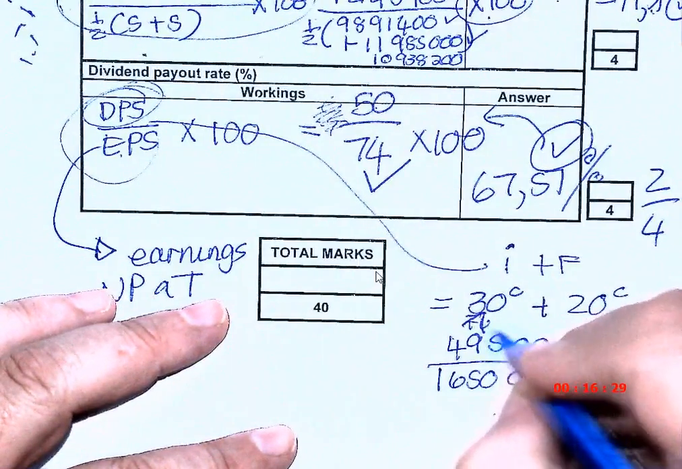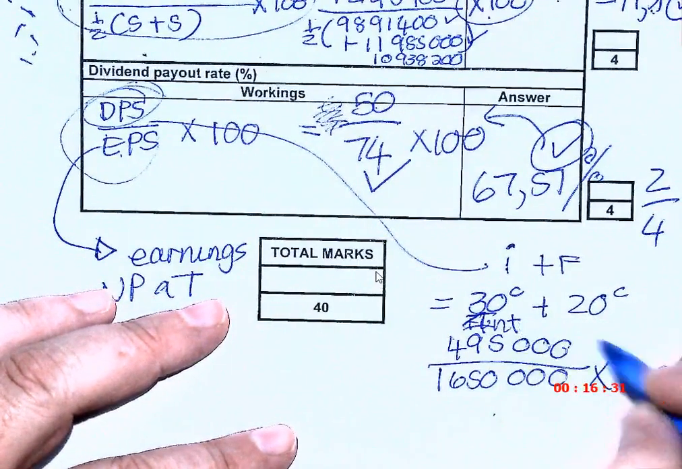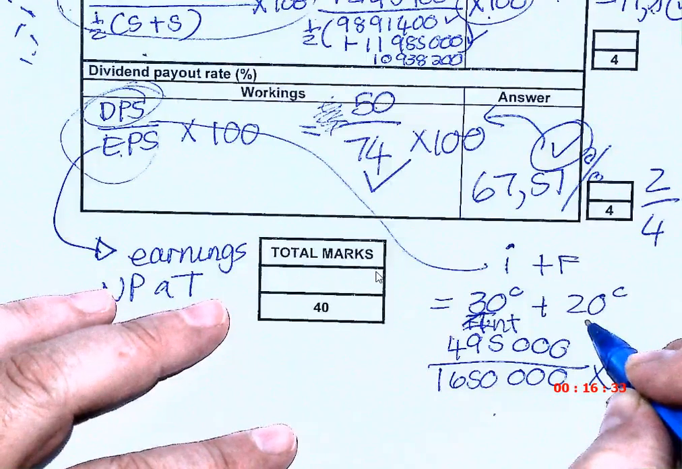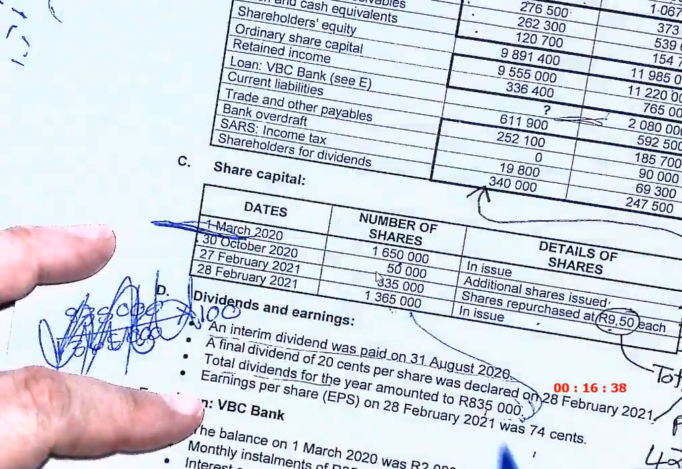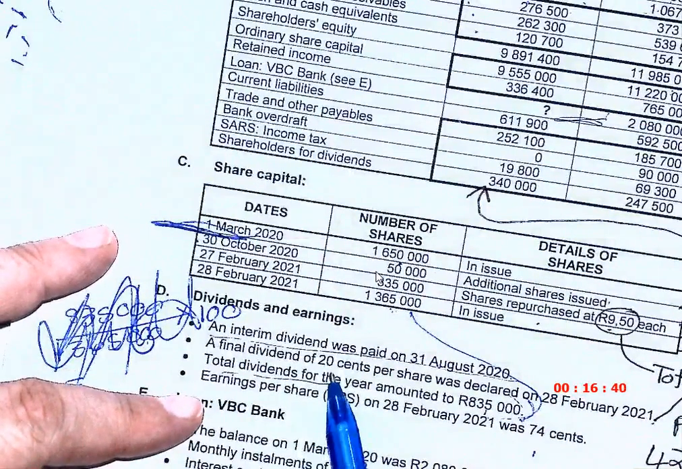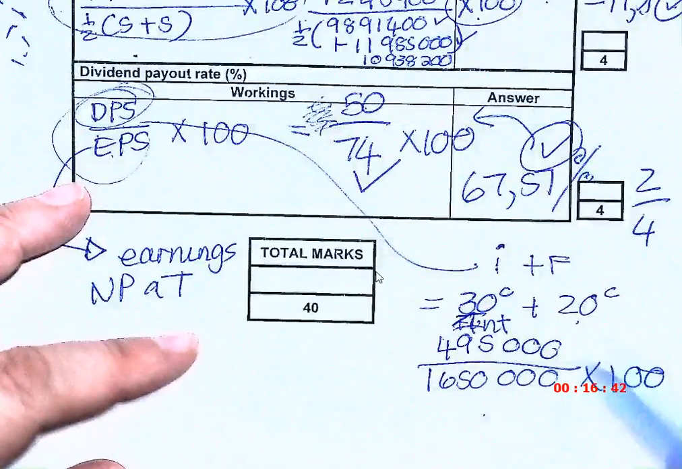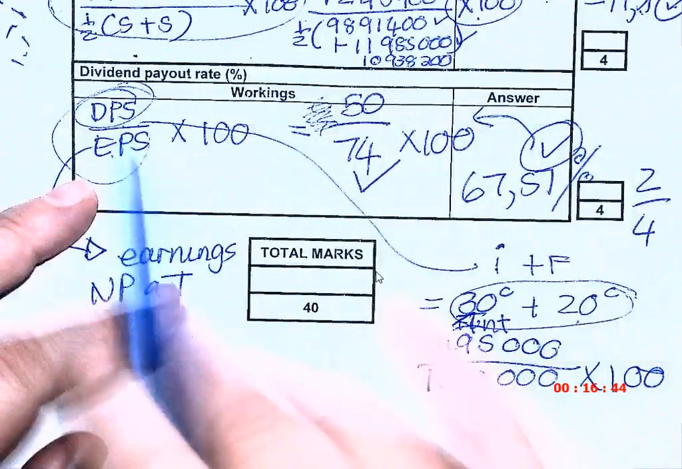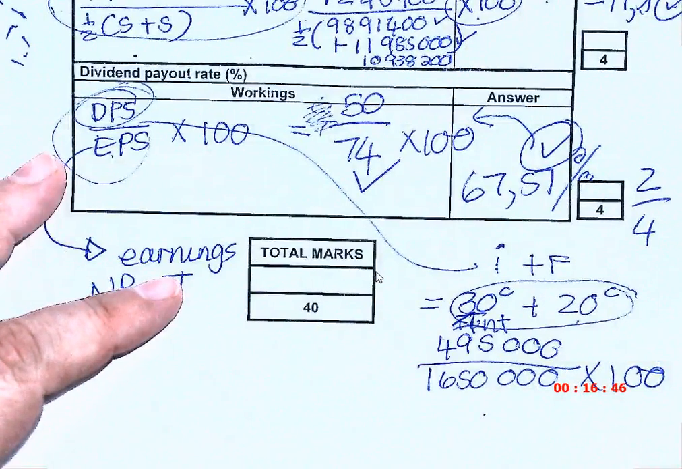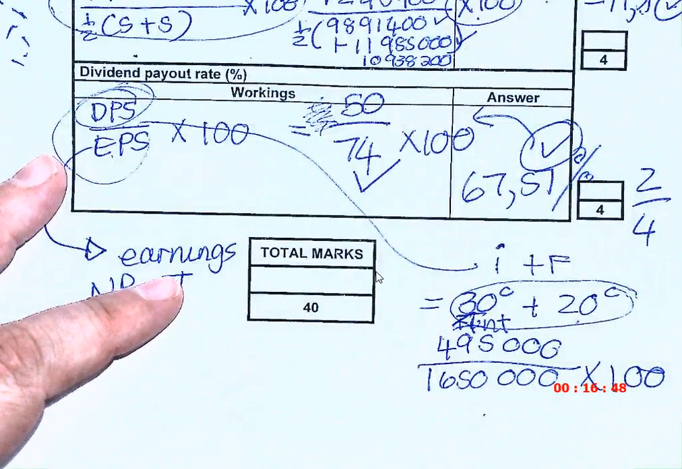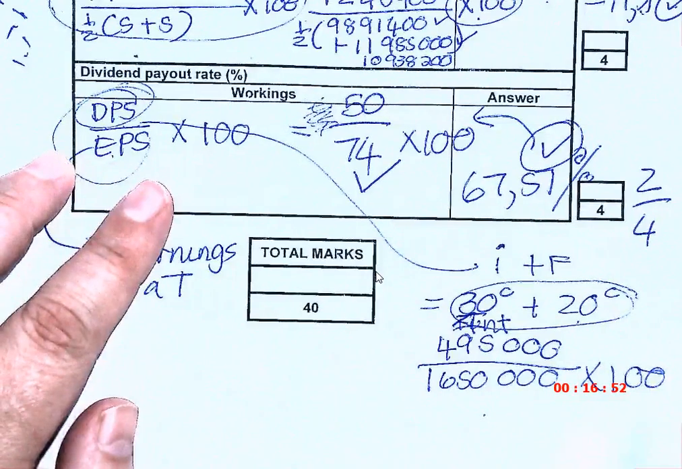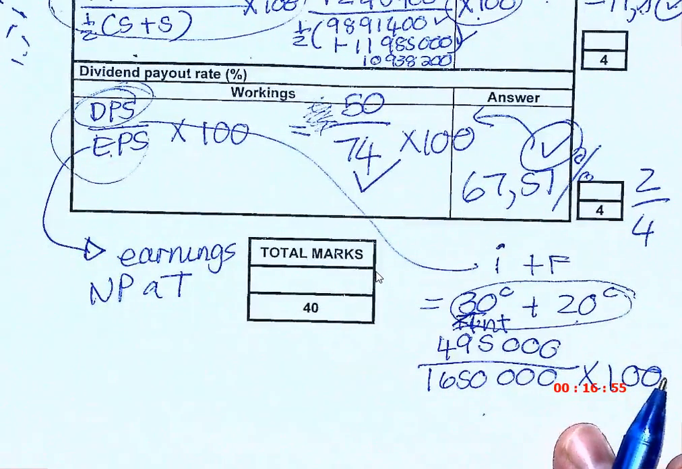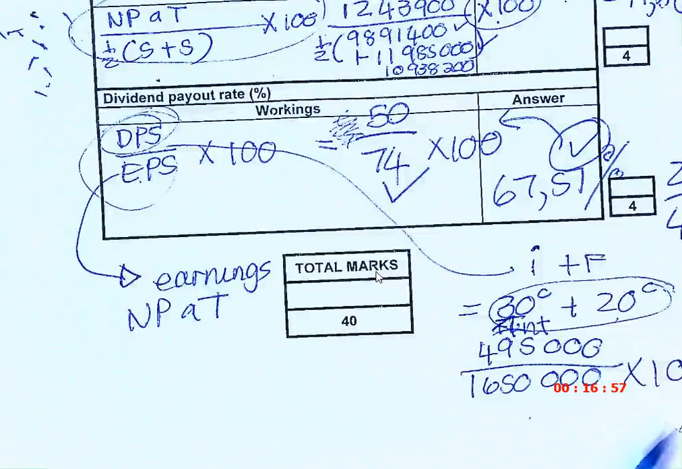The interim. You're fine with that? And you're fine with the 20 cents final. They gave it to me. Yes, so if you look here, they tell you final is 20 cents. So that means you declared a dividend of 50 cents from the earnings. Does that make sense? Okay. And can you see by asking it this way, they actually tested 2 ratios in 1 question. 2 ratios in 1 question.